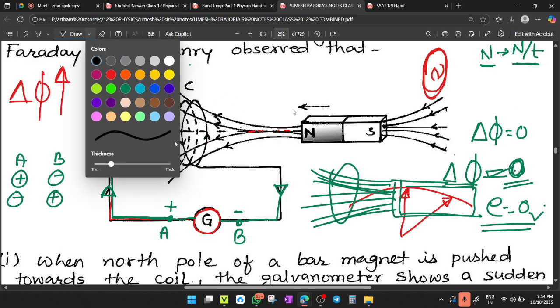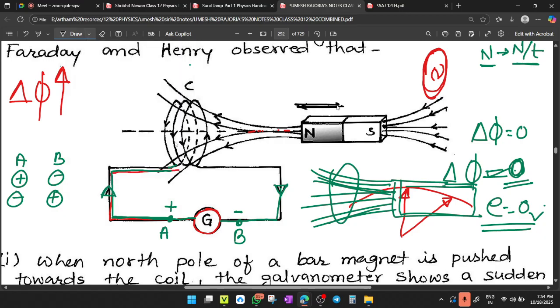Yes. Now you are moving this magnet in the opposite direction. Look here, some new concept will be there. Now, if you are moving this magnet in the opposite direction, you see the flux will be continuously decreasing.